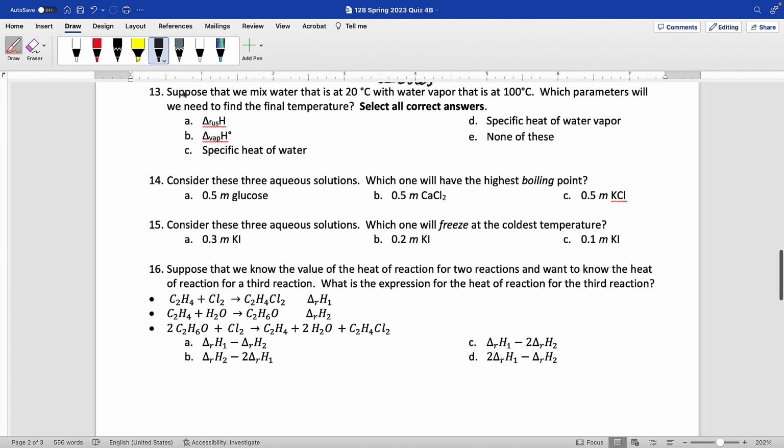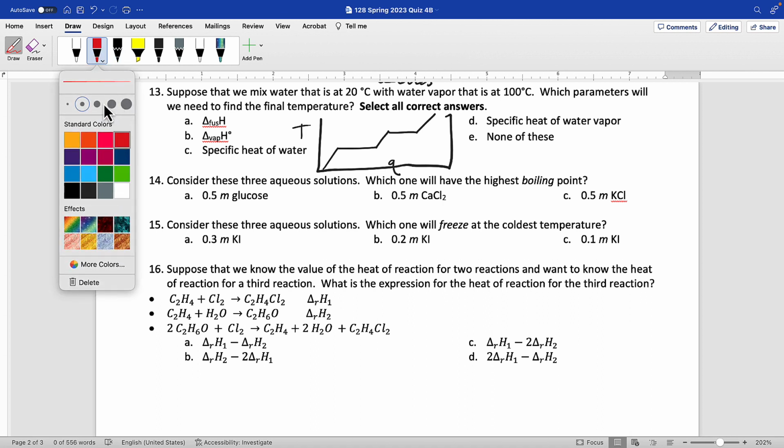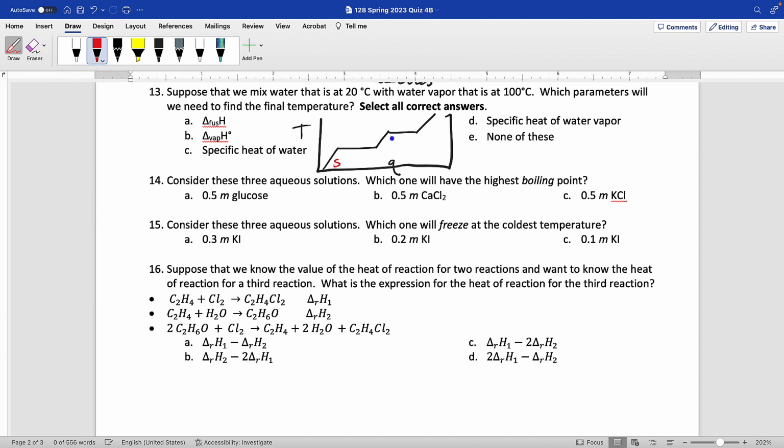Okay, suppose we mix water that is at 20 degrees C with water vapor that is at 100 degrees C. What parameters do we need to find the final temperature? So let's go ahead and draw a little TQ curve. So we'll have Q here, we'll have T here, and we're talking about water. All three phases could, in principle, be present. Let's make this a little smaller. Okay, now we've got water at 20 degrees. Let's label this: solid, liquid, and gas. So 20 degrees, that's above the melting temperature, but below the boiling temperature. So we'll put it sort of right in the middle here.